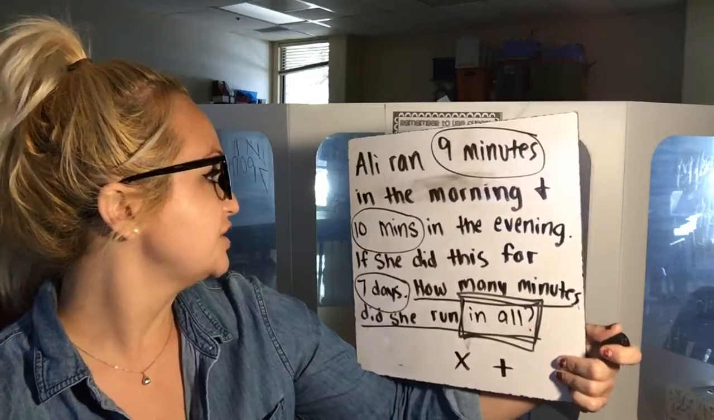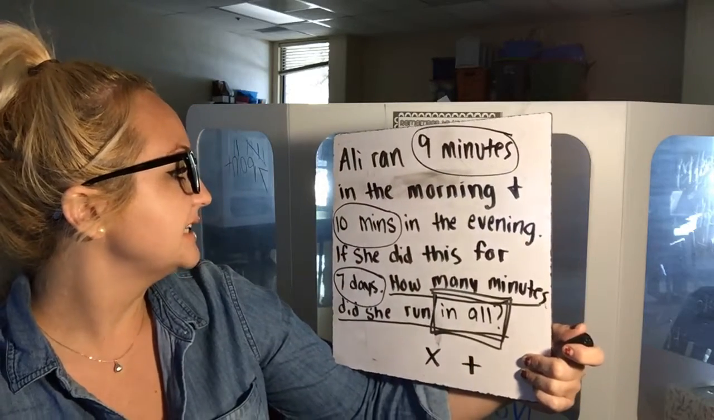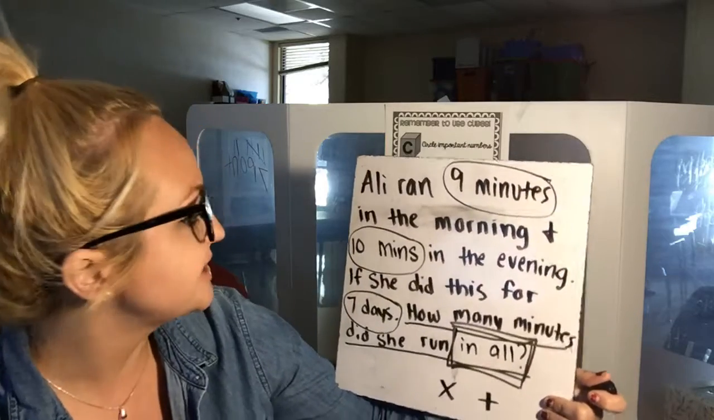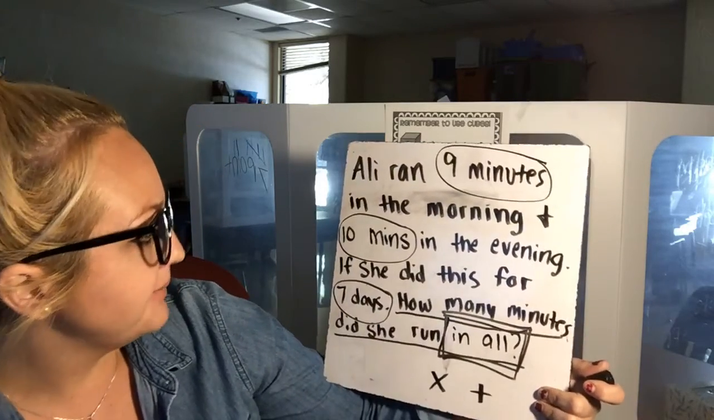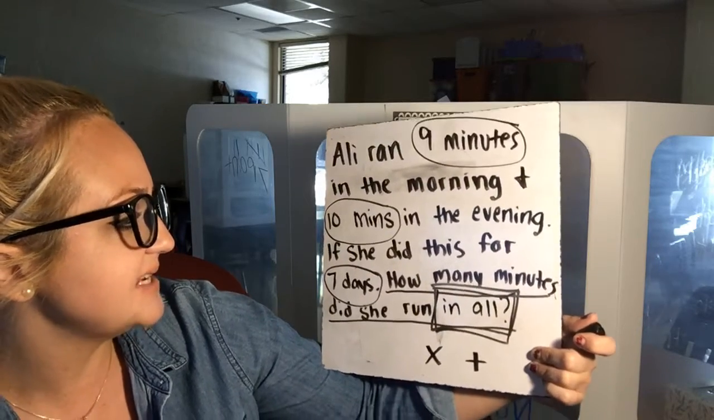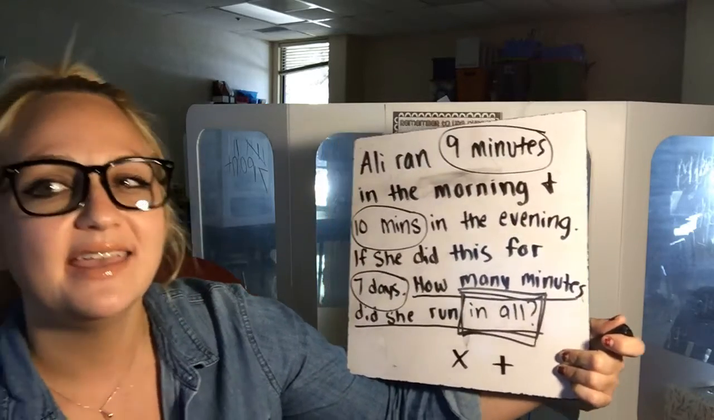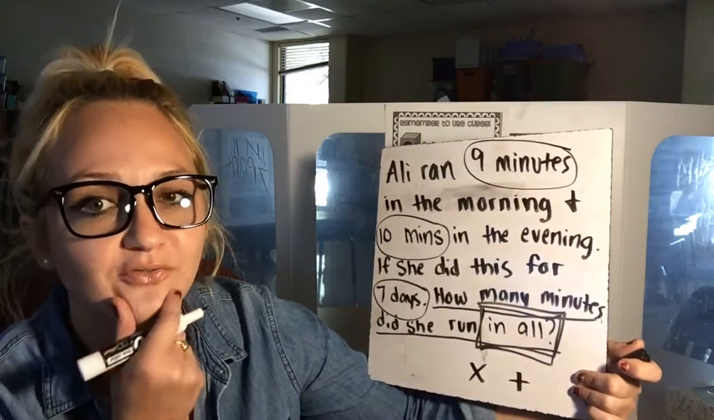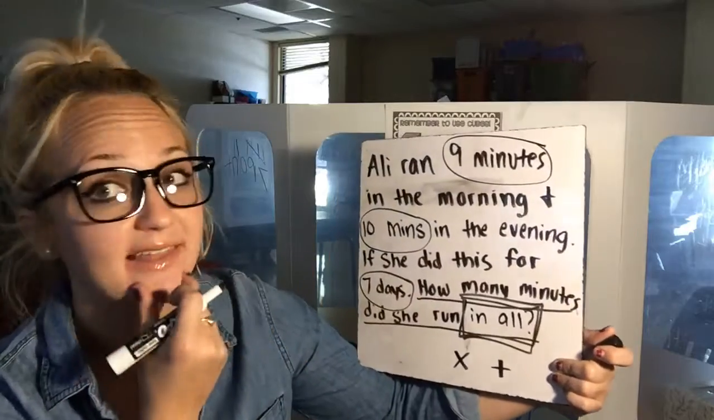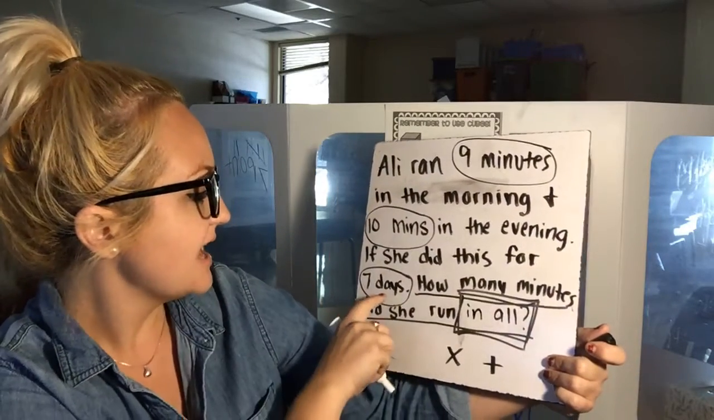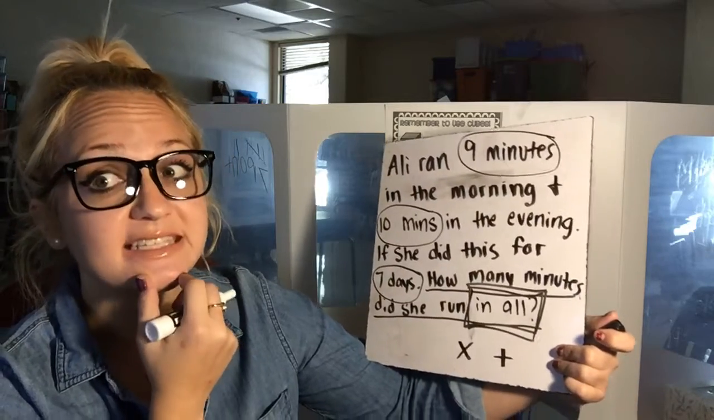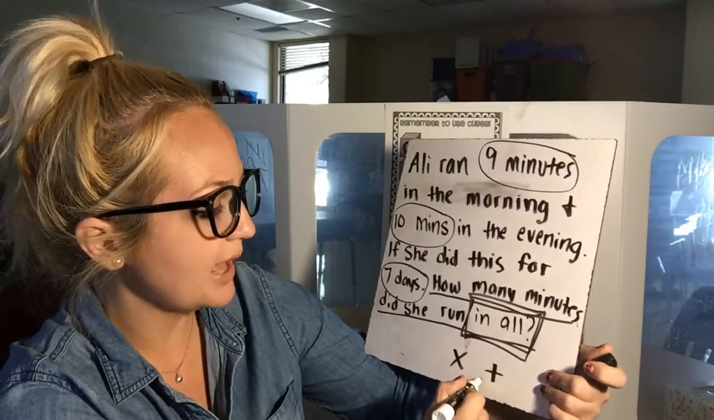So let's move on to E, evaluate and eliminate any unnecessary information. So let's evaluate what we need to do. So Allie ran 9 minutes in the morning and 10 minutes in the evening. If she did this for 7 days, how many minutes did she run in all? So I'm going to evaluate this. I know I have minutes and minutes. My labels are the same. And then I have days. My label is different. So when my labels are the same, you're going to add.